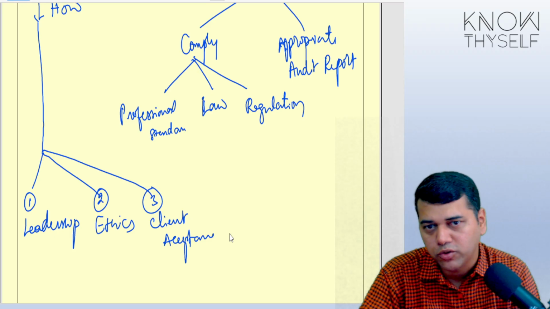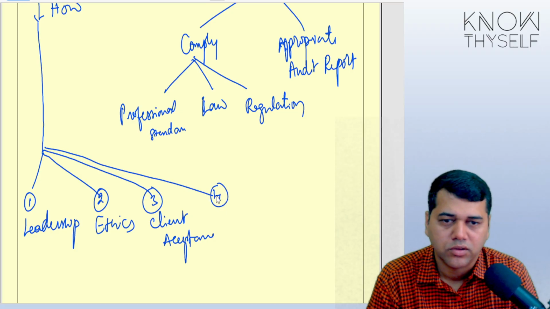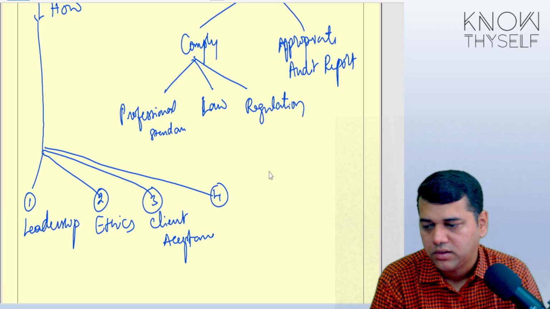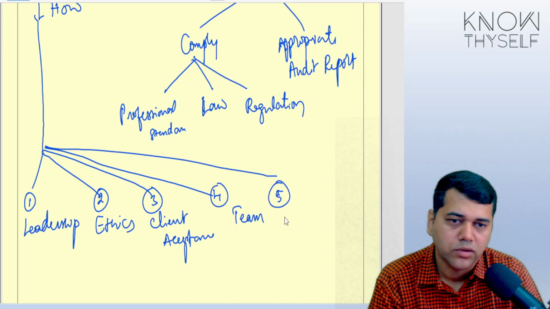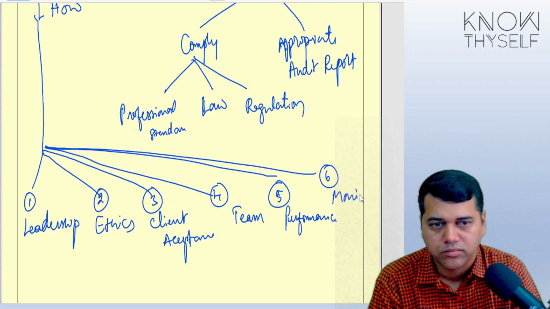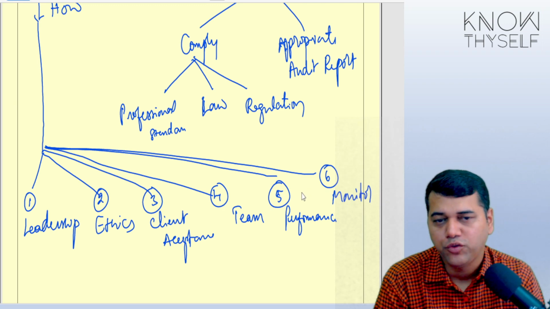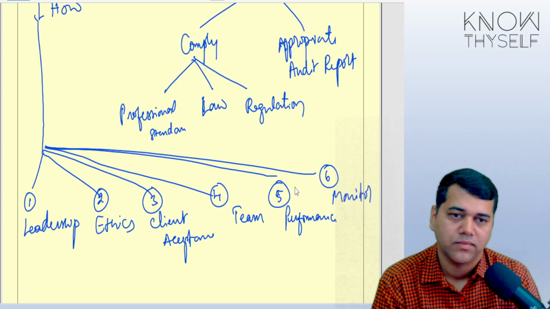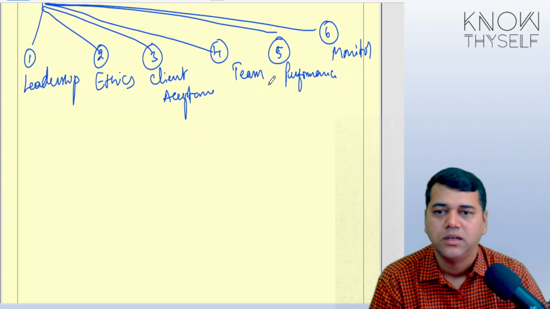Fourth, team. 5, performance. 6, monitor. So there are 6 steps. If you miss any one, your objective is lost. Now we are going to talk about the responsibility. I hope you are done.